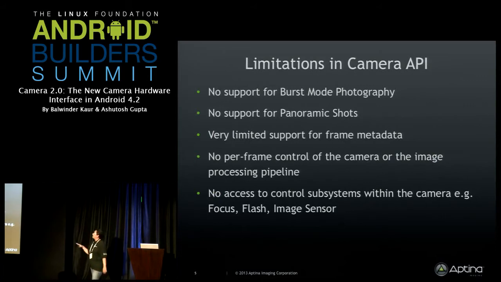There are limitations with this camera API. So if you have any of the Android phones, the HTC, Samsungs, you'll see that their camera applications can do a lot of features which there are no APIs for. For example, burst mode photography, which is very common. You could have continuous burst where you hold the shutter button and it keeps taking pictures till you release it. Or you can have a timed one. You press the shutter and it takes 3 bursts in succession. There's no support for panoramic shots.